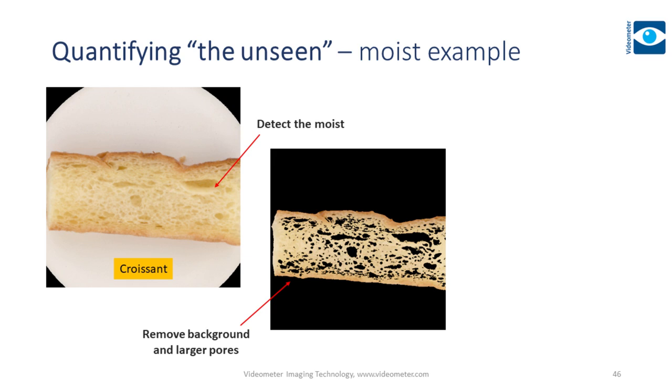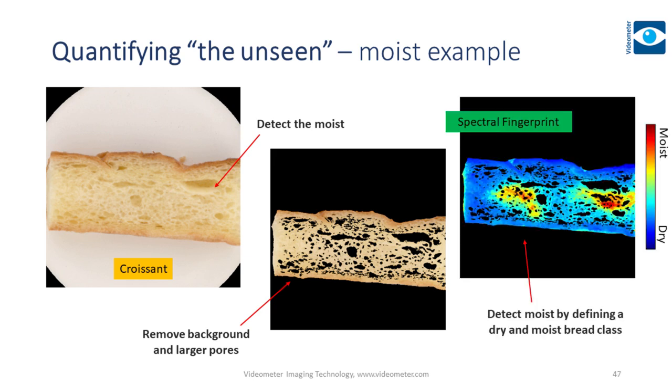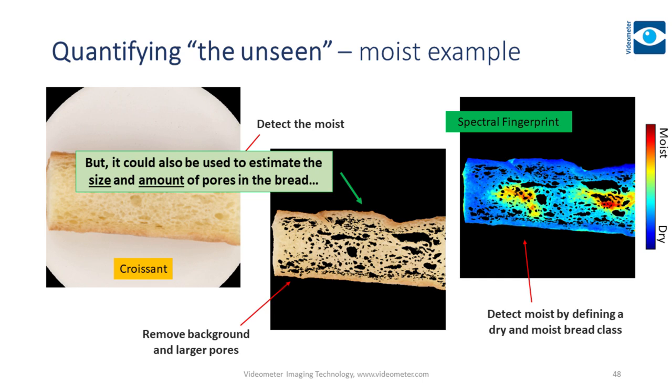In order to detect this moisture, we start by removing the background and the holes in the croissant. Then we define two classes again, a dry and a moist spread class. And using the spectral fingerprint of the sample, we can detect these moist areas in the bread. But in addition to detecting the moisture, these results could also have been used to estimate the size and number of pores in the bread.